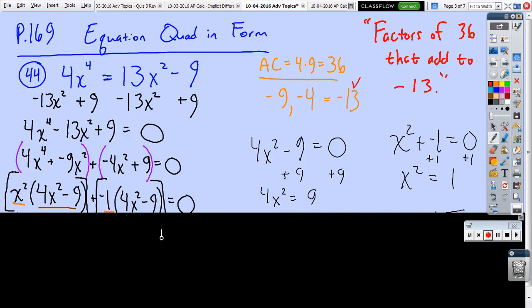This is how you have to do this long AC. You cannot just do, oh, okay, factors of 36 that add to -13. Oh, -9, -4, right. Okay, x squared minus 9 times x squared minus 4, you'd be wrong, because this is not 1. You can't do short AC. This is the long AC method. This is what you have to do.